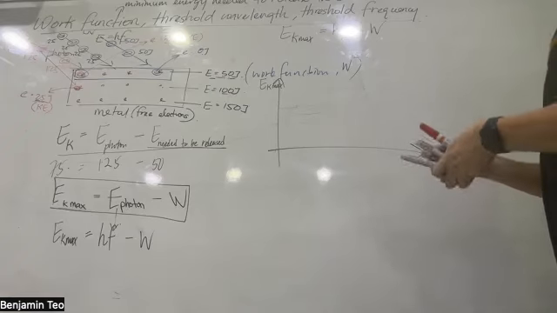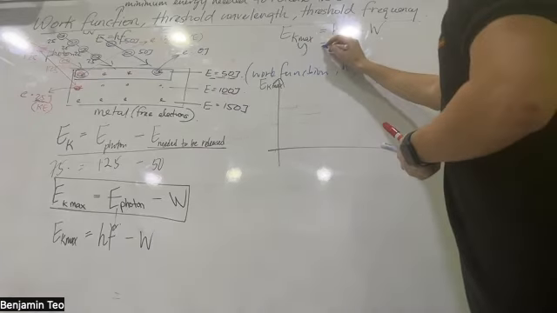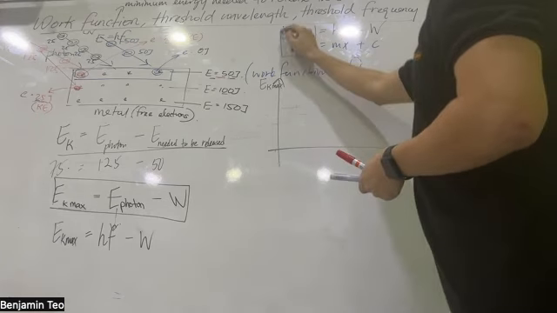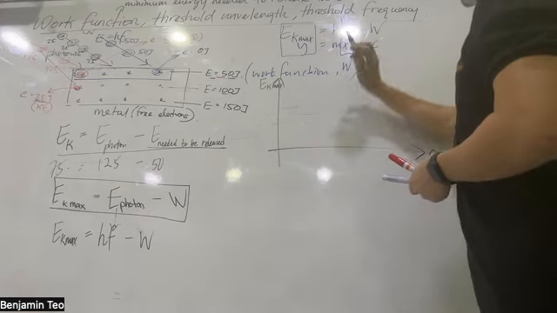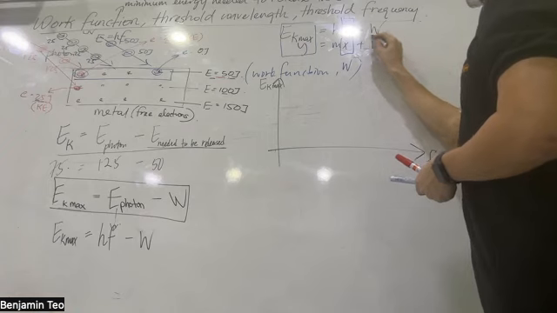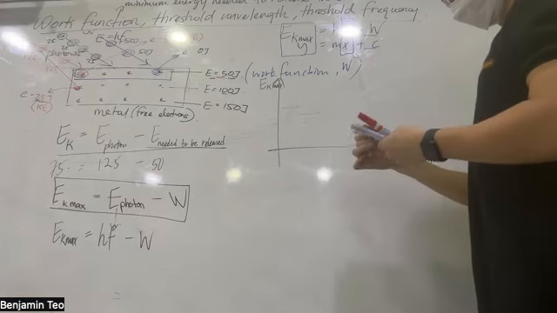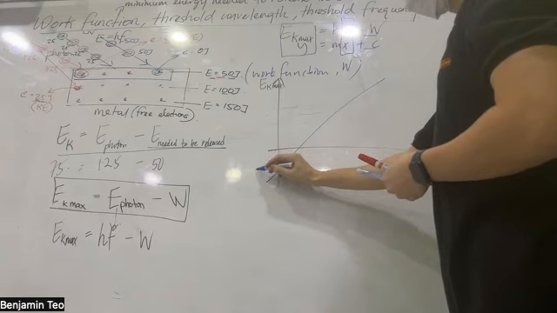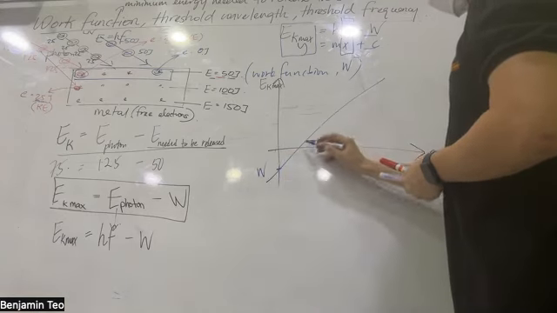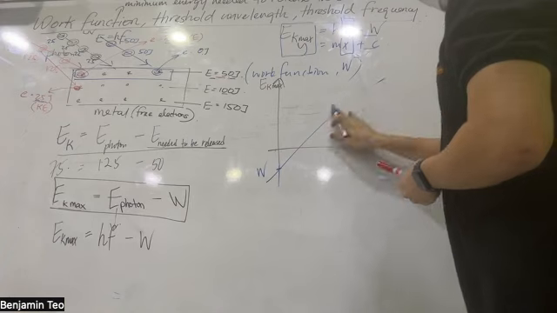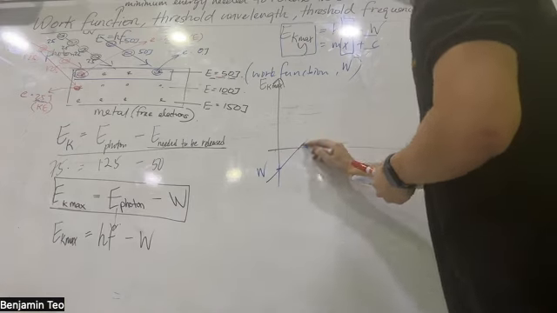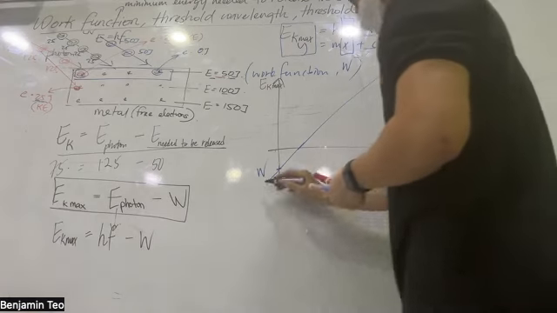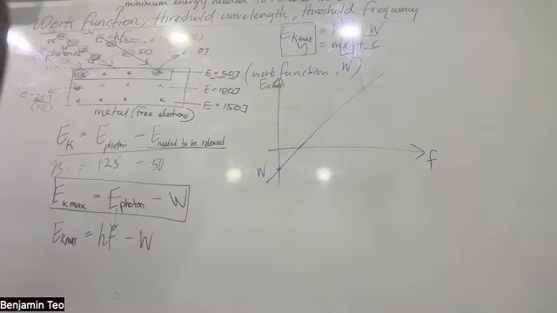You do your y equals mx plus c. Y axis, x axis frequency. Then you'll see your y-intercept is minus W. It will be a straight line graph crossing here. Here is your W. This is your graph. You have one graph in this part.